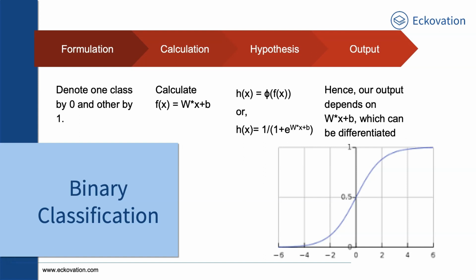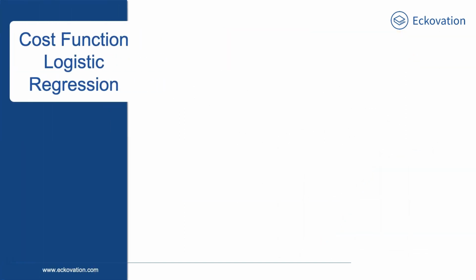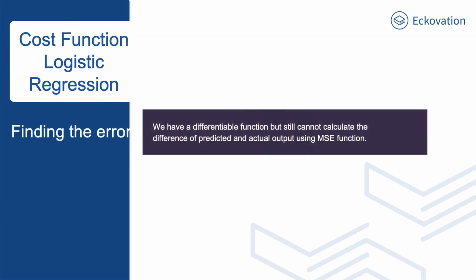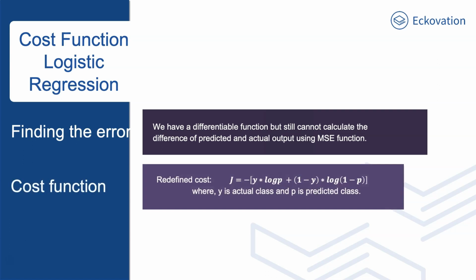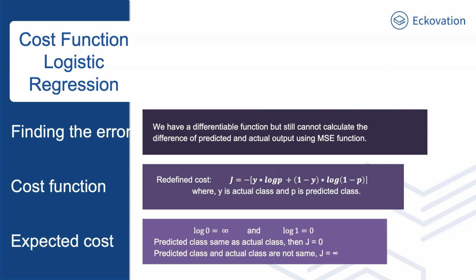Now we need an error function that we can minimize to generate more accurate predictions. We have also seen that MSE cannot be used in this case because we cannot subtract categorical values. Instead, we come up with a new equation for the cost function. This time, the cost function is defined as J equals minus bracket open y multiplied by log of p plus 1 minus y multiplied by log of 1 minus p, where y is the actual class and p is the predicted class. It looks complicated but makes perfect sense.